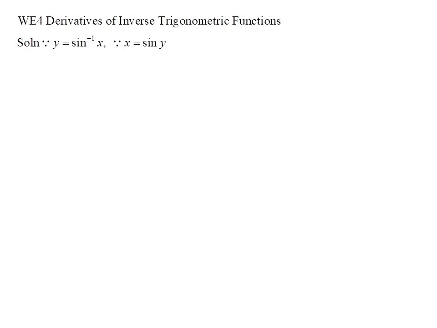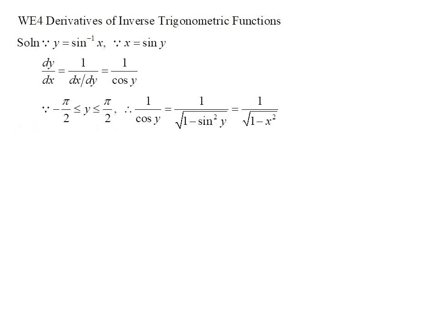Here we assume y equals arc sine x, which implies x equals sine y. Then dy by dx equals the reciprocal of cosine y. Since y is between negative pi over 2 and pi over 2, including both endpoints, the reciprocal of cosine y equals the reciprocal of the square root of 1 minus the square of sine y, which is written as the reciprocal of the square root of 1 minus x squared. Hence, dy by dx equals the reciprocal of the square root of 1 minus x squared.